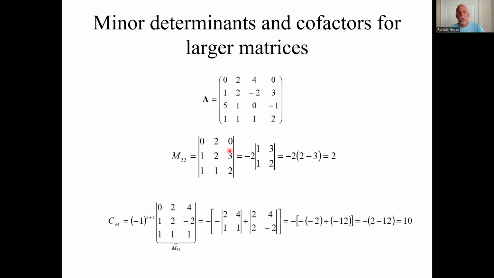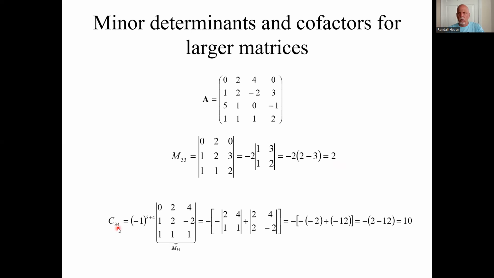Here's a nice thing. This top row has only one non-zero element, so you want to use the top row to expand this. It'll be 1, 3, 1, 2, and it's in the negative position, so that's all you have to do. You only have to do one 2 by 2 to do this. The answer there is 2.